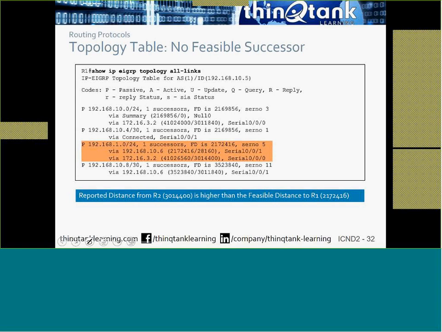That's the feasible distance of that path. That's right. The 41026560 is the feasible distance of the 3.2 path. So obviously it has a much worse metric. And by the way, the feasible distance is the metric.